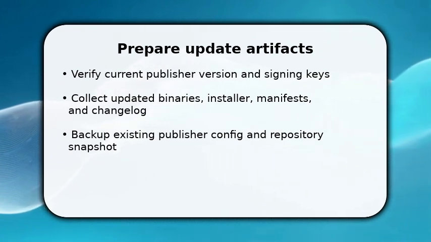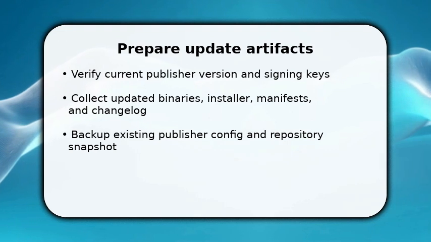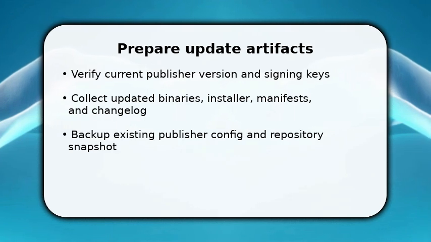systems can detect changes. Make sure to snapshot or backup the existing publisher configuration and repository. That backup is your rollback lifeline if verification fails. Start the process only when checks pass and files are complete.